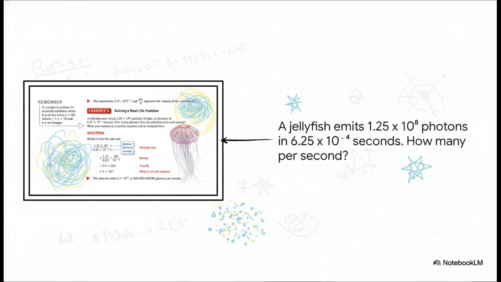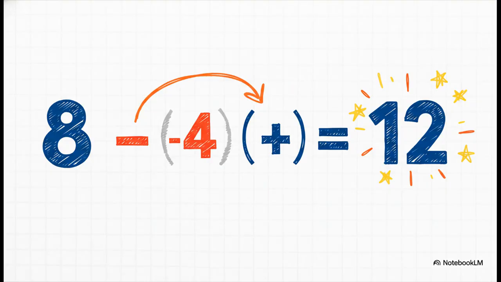Well, we have to divide. So to figure this out, we're going to divide the regular numbers, and then we'll use our exponent rules for the powers of 10. That means we have 10 to the 8th divided by 10 to the negative 4th. Our quotient rule says we subtract the exponents. And here's where it gets cool. 8 minus negative 4 is the same as 8 plus 4, which is 12. So our final answer is going to have 10 to the power of 12.